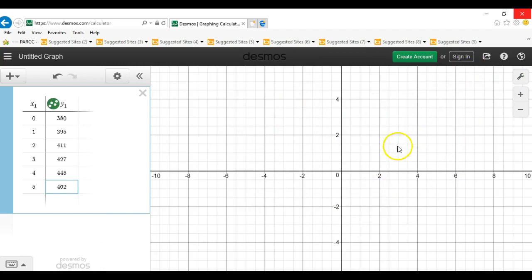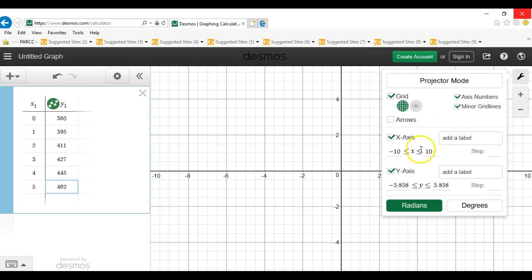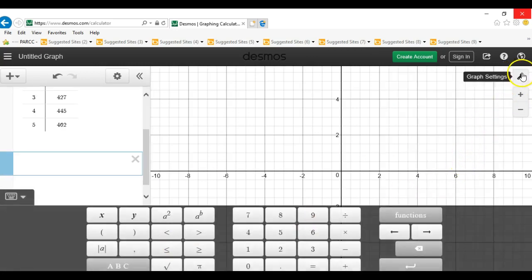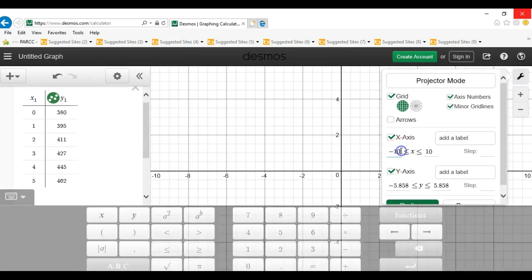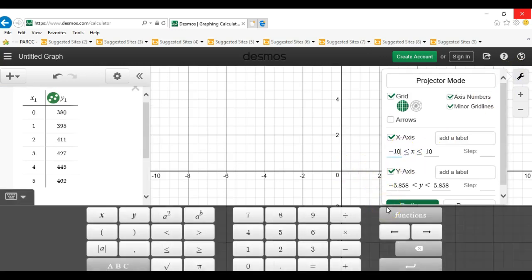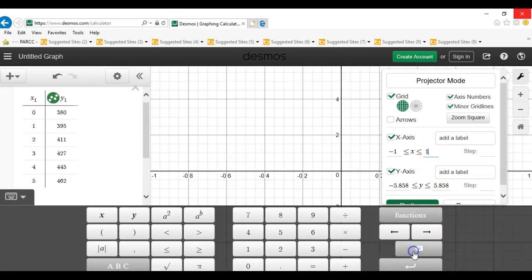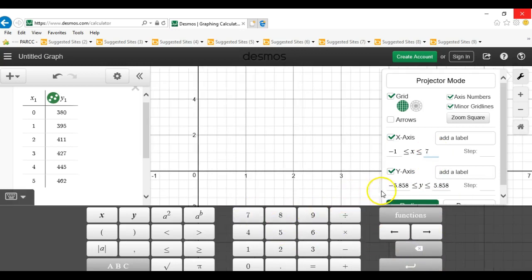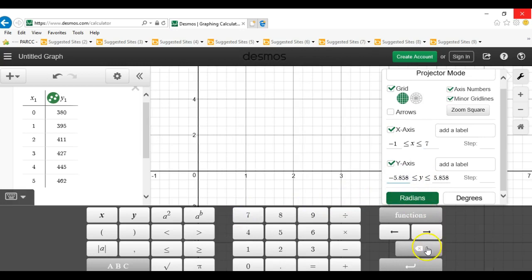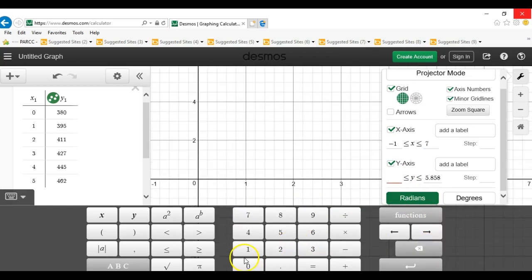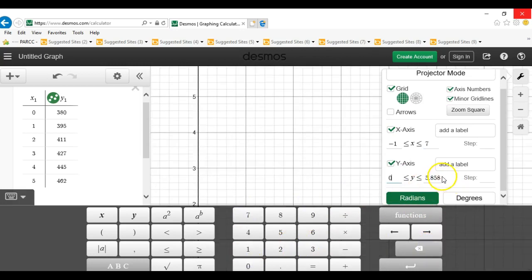All right, I'm going to go ahead and mess with the settings now because I don't see any of my ordered pairs because they're up in the 300s and 400s. So let's, I'm going to have to show my keypad again. My wrench. So here I go from 0 to 5 on the x-axis. So let's go from -1 till about 7. Y, I'm going to start down at 0 so I get a glimpse of the whole picture.